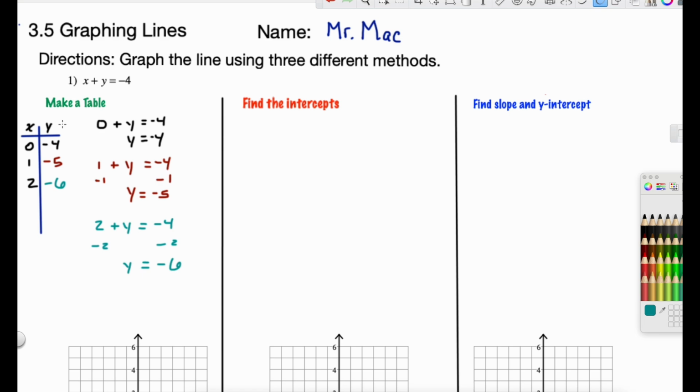Maybe I can try a negative for x. How about we try a -2? So I've got -2 plus y equals -4. Add 2 to both sides. Y equals -2.